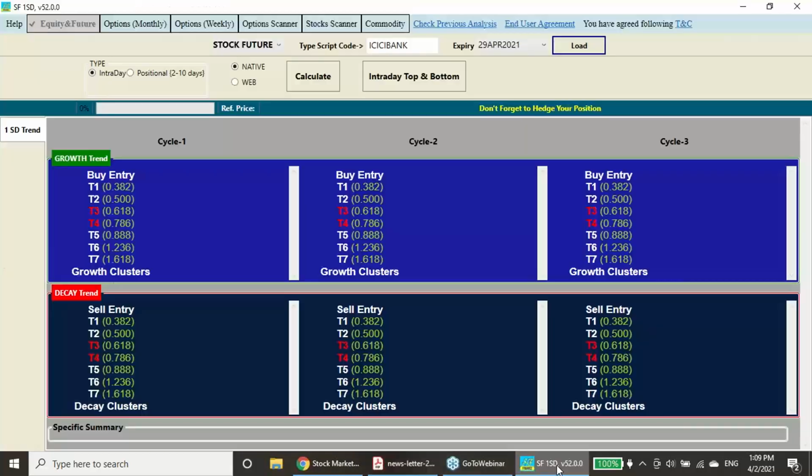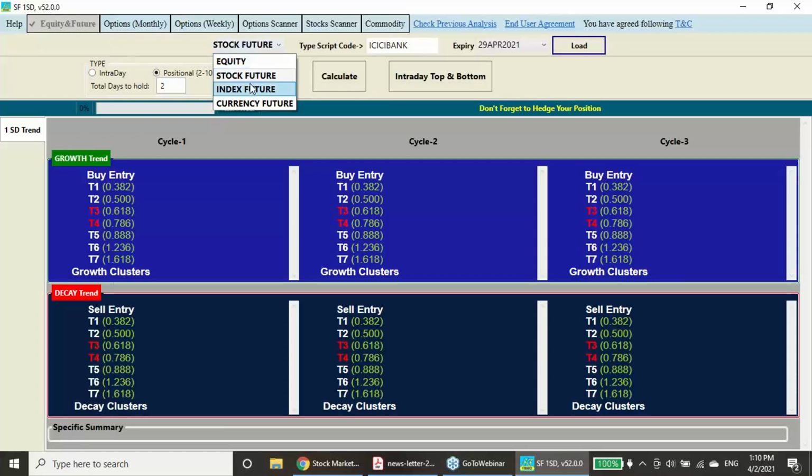And all these things I am generating through our one standard deviation software. This one standard deviation software can help you for intraday and positional. It has many options. You can trade in weekly options, you can trade in monthly options. It has an option scanner, stock scanner. It also has the intraday top and bottom calculations. Many facilities are there. So if you want positional for weekly levels, I'm just going for the future.